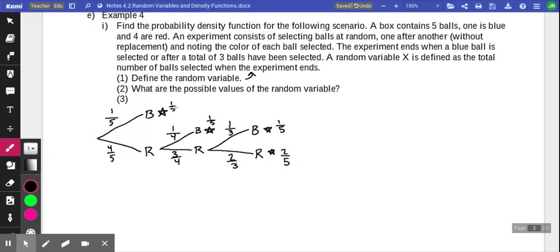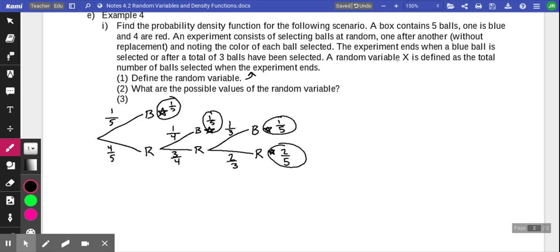And then double check 1/5 plus 1/5 plus 1/5 plus 2/5. Maybe I should circle those so I don't get confused with some of my others. All of those add up to 1, so that's a good indicator that my tree is correct. So the point of this, I got all my probabilities, but I also need to figure out what are the possible values of my random variable.